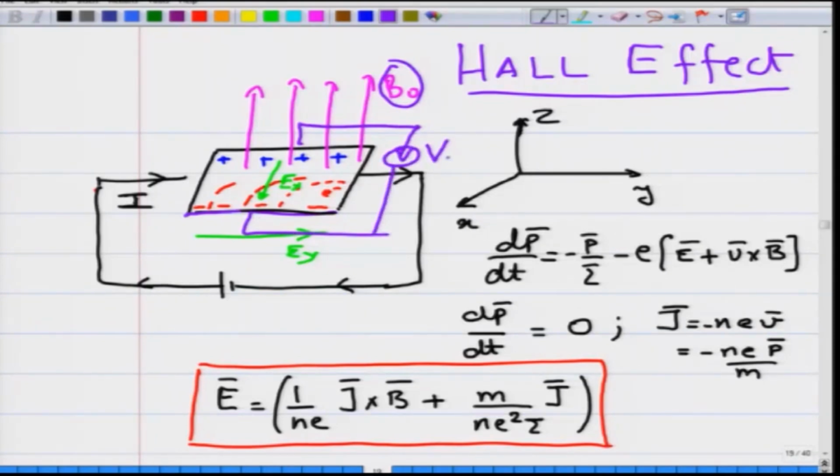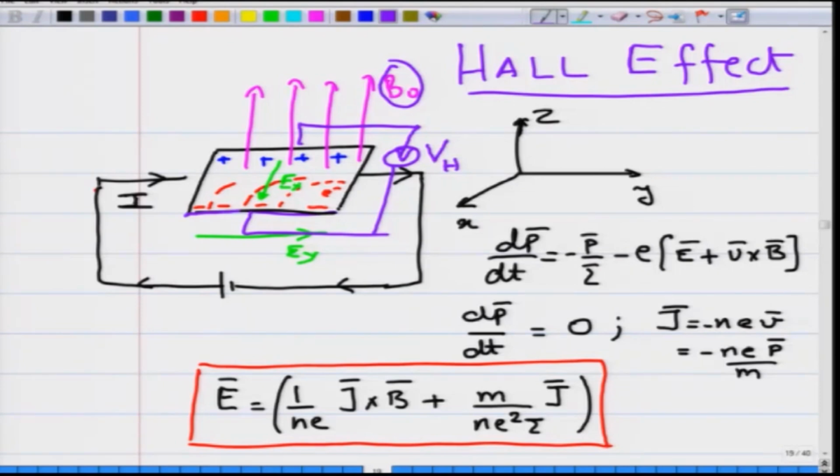This voltage that you measure is the Hall voltage, which is transverse to the direction of the flow of current. The current is flowing from left to right, and the electric field or voltage that you are measuring is perpendicular to that direction. This is the Hall effect phenomenon.